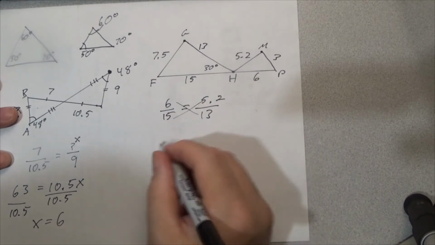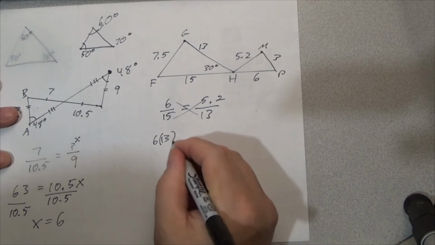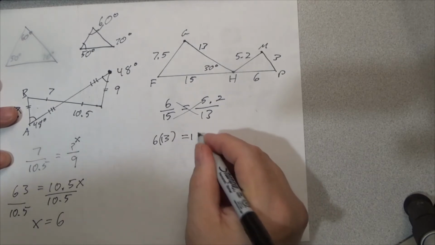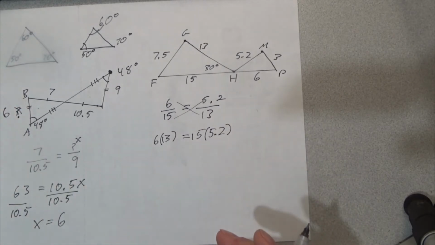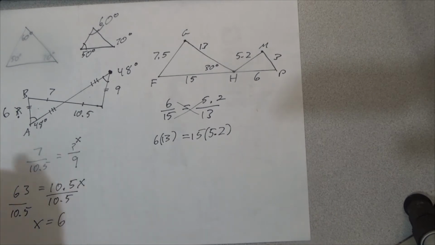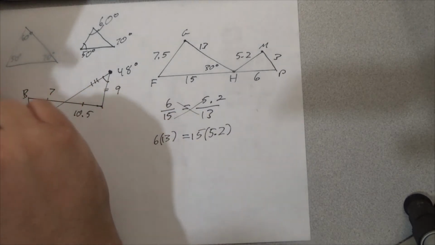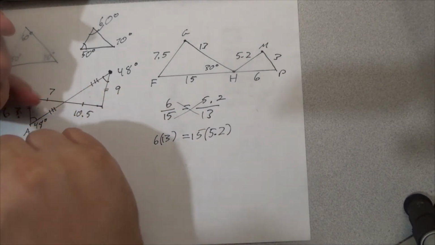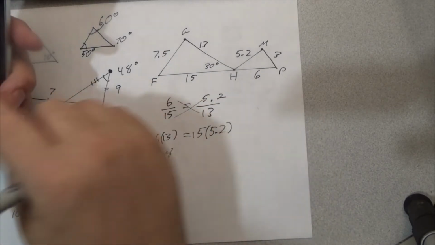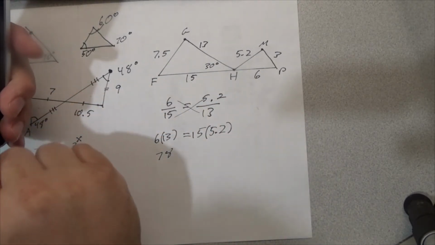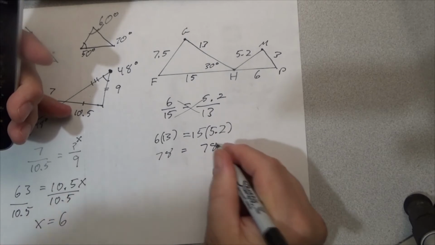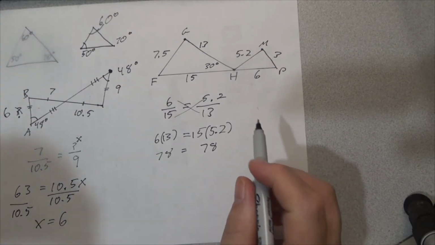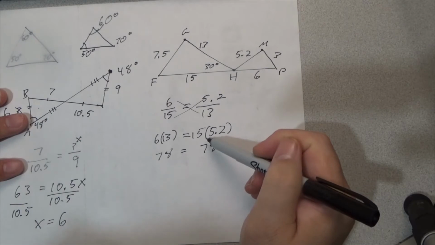So we cross multiply and we get 6 times 13. Is that or is that not equal to 15 times 5.2? 6 times 13, oop, I said plus. That's funny. 6 times 13 is 78 on this side, and 15 times 5.2 is 78 on that side. So yes, that means that these sides are proportional.